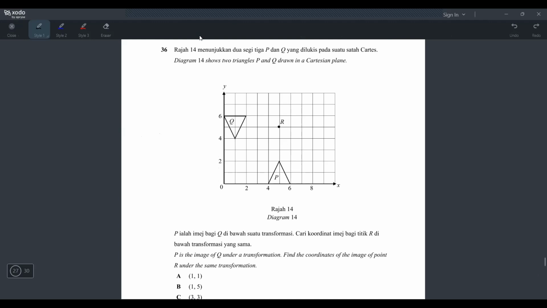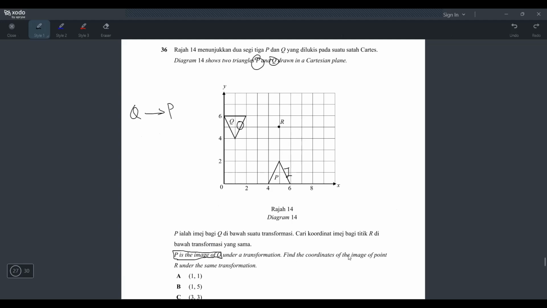36. This one is transformation. Let's go. Diagram 14 shows two triangles P and Q drawn in the question. And then they say P is image of Q. This one very important. P is image of Q under transformation. P is image, Q is object. So actually we start from Q lah, and then go to P. If I don't label the object image later, I will do wrong, because if I don't know which one object, which one image, then it will affect my answer later.